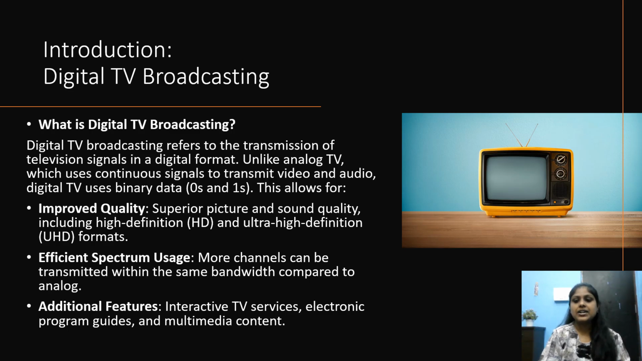So, what is digital TV broadcasting? It is the transmission of television signals in a digital format. In analog TV, which uses continuous signals to transmit video and audio, whereas digital TV uses binary data in the form of zeros and ones. And digital TV allows for improved quality, that is superior picture and sound quality, efficient spectrum usage, and additional features like interactive TV services, electronic program guides, and multimedia content.